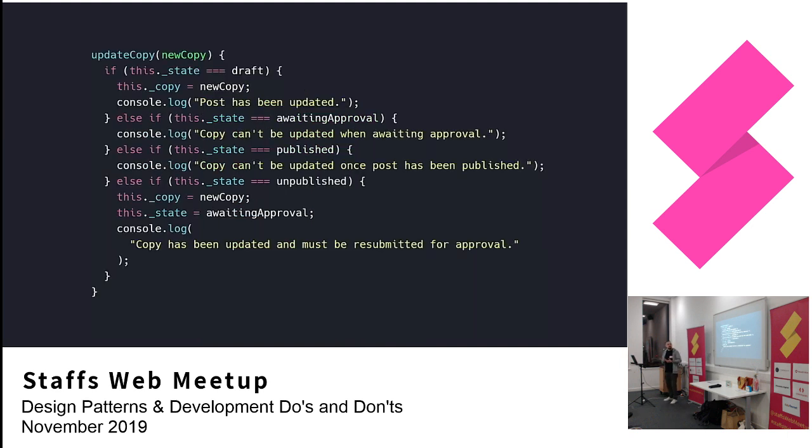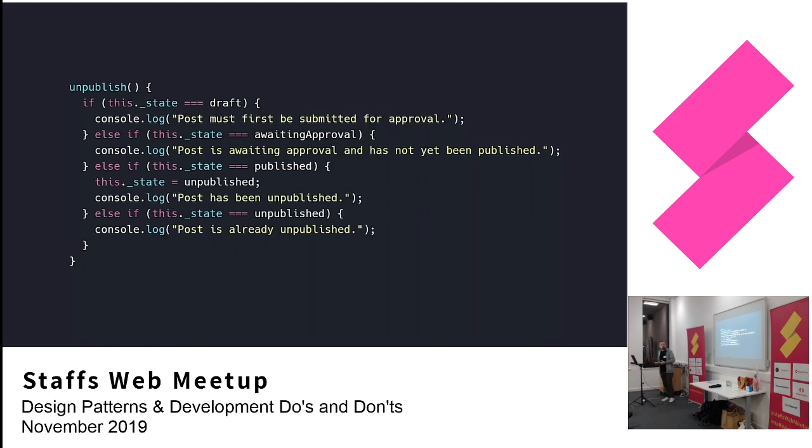So if we're going to update the copy of the post, we could have this if-else structure and say, hey, if I'm in the draft state, do the work for when I'm a draft. If I'm awaiting approval, do the code for awaiting approval, and publish and unpublish the same thing. We're going to check that _draft member and take the appropriate action. But then we're going to have to do the same thing for unpublish. We'll do the if-else check. We'll check the state.